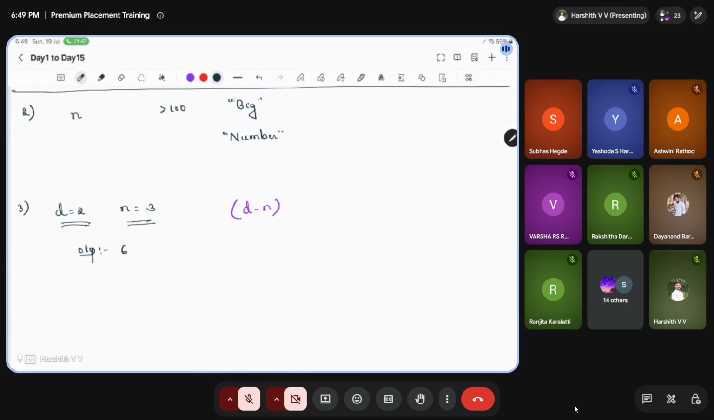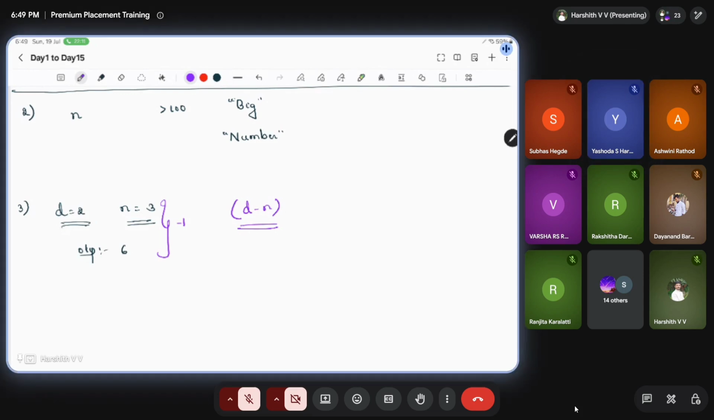But this formula is very easy to calculate for that input output. But the same formula is not applicable for this input output. Why? Because for this one, if you take d minus n, what will you get? -1. So you are getting -1. So is -1 the correct answer? No, sir. -1 is not the correct answer. But 6 is the correct answer. Now, can you tell me how do you convert this -1 into 6?